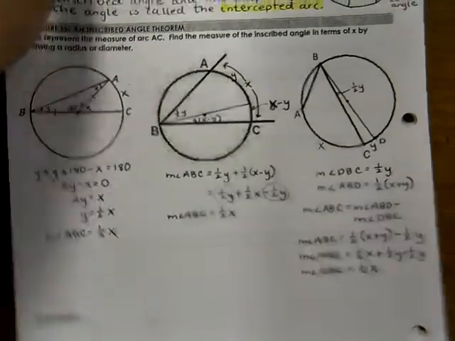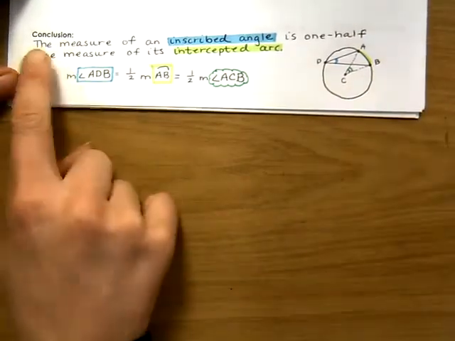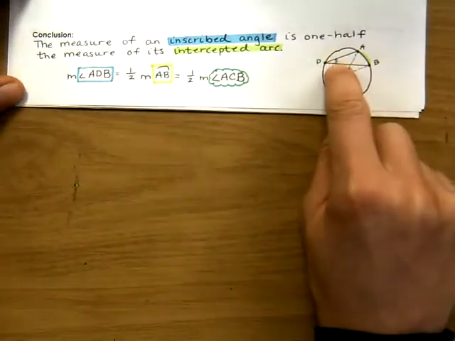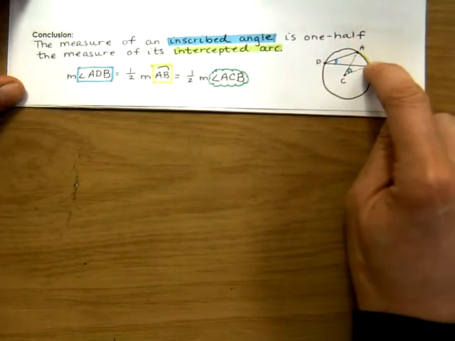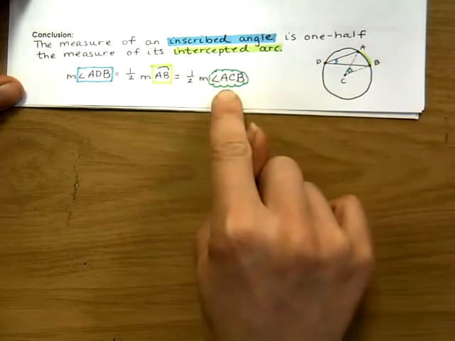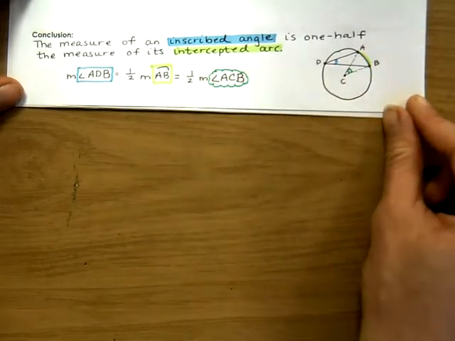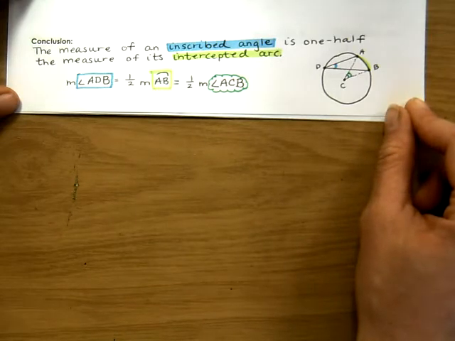What that looks like is this right here. So the measure of an inscribed angle, that guy right there, is 1/2 the measure of its intercepted arc. We also talked about the measure of an arc is equal to measure of its central angle, so we had that here as well. So this is our conclusion based on what we proved in the example above.